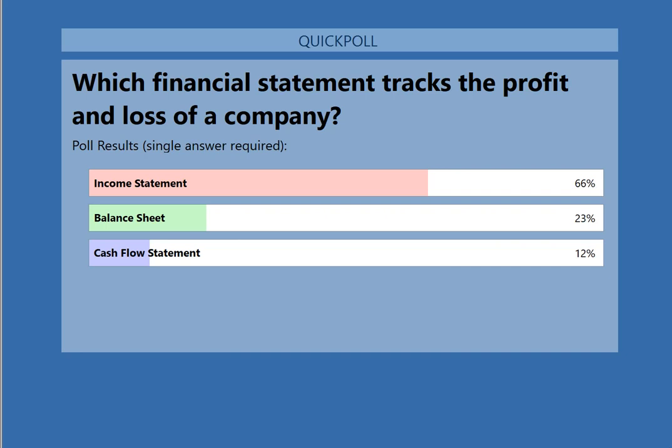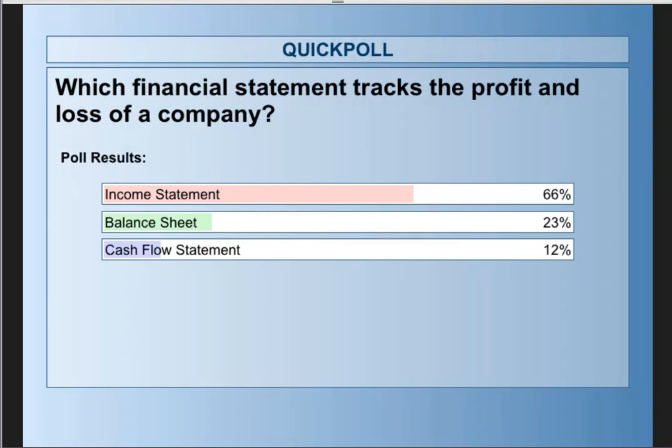Okay, the answer is income statement. I'm surprised some of you put it in the balance sheet. Oh no, probably you misunderstood the retained earnings. Right. So the answer is income statement. An income statement keeps track of whether the company makes a profit or makes a loss.